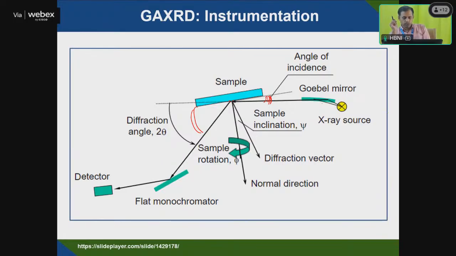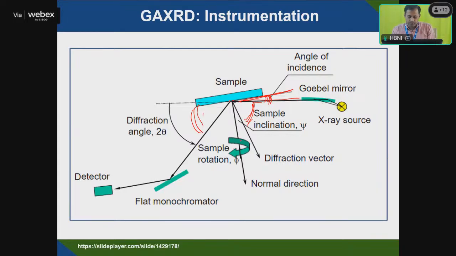2 theta will remain the same because here your normal direction, if you see, is not perpendicular, it's slightly changed with respect to the normal. So if this is 2 theta here, from the normal to here, if you see the diffraction vector, that angle will be 2 theta on the other side. But only this small angle variation is what we consider in the case of this grazing angle XRD.